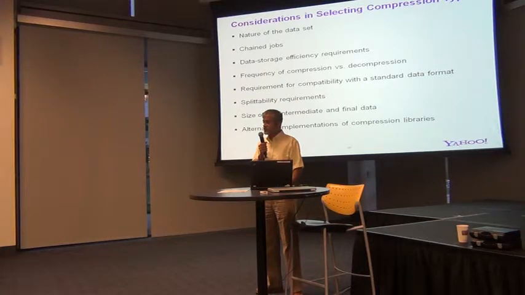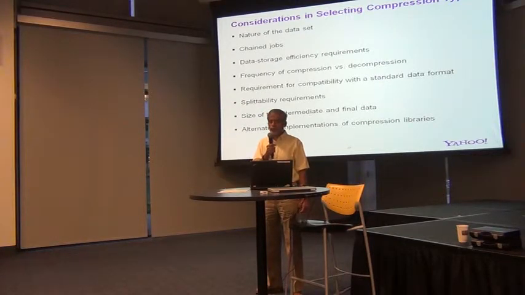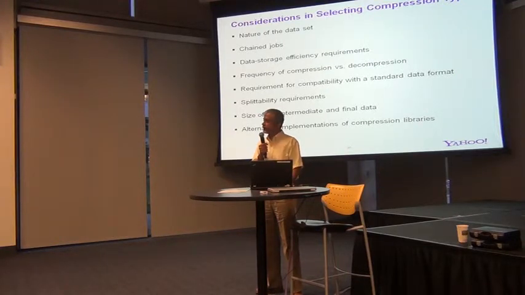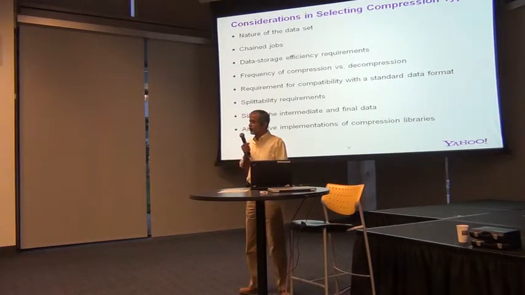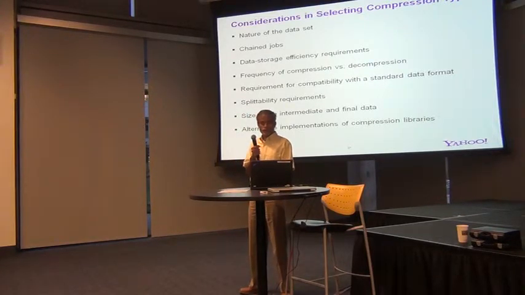Data storage efficiency requirements, like in our case, where you're running out of space in your clusters, might dictate that you should be using something like gzip2, a strong compression format that gives you a much better compression ratio. Sometimes your hands are tied and you are required to generate a standard format output, like gzip or gzip2. In that case, you can choose one of those formats. For splittability, you might have to use sequence files or perhaps gzip2.